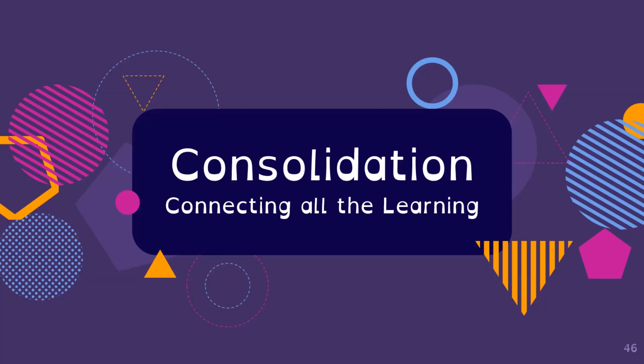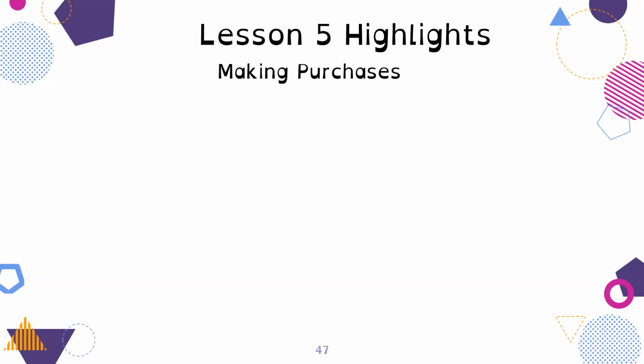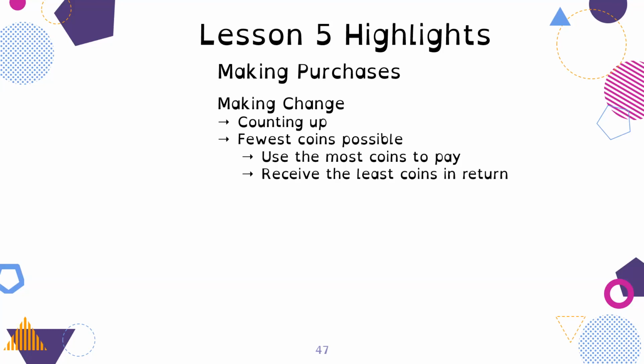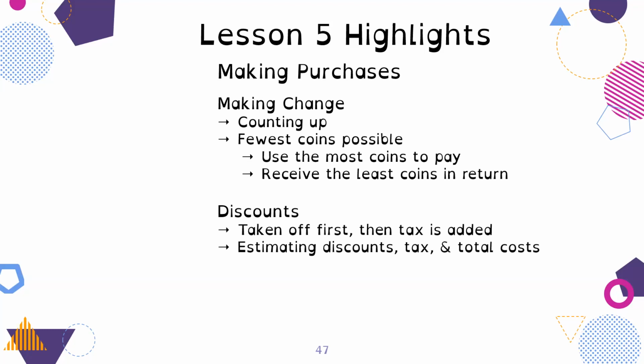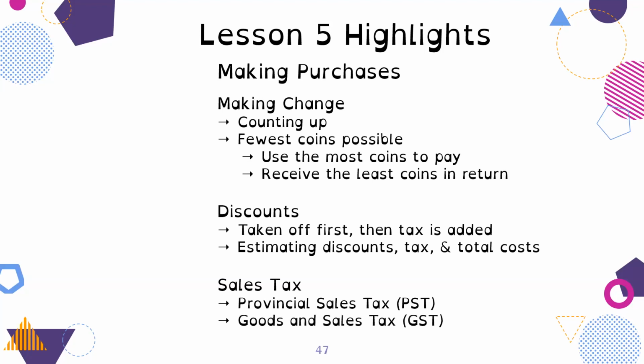All right, let's consolidate what we've learned today, as we have done a lot. So this lesson has been about making purchases. First we looked at making change. We did this by counting up, and we looked at the fewest coins possible. Generally we want to use the most coins to pay and receive the fewest coins in return. Then we looked at discounts, where we take off the discount first and then we add the tax. And we also looked at sales tax, where we looked at provincial sales tax, GST, the goods and services tax, and HST, the harmonized sales tax.